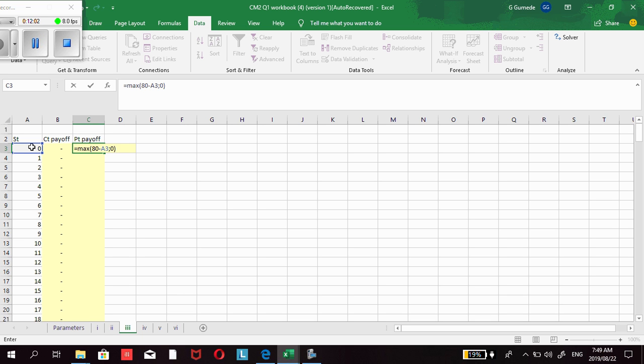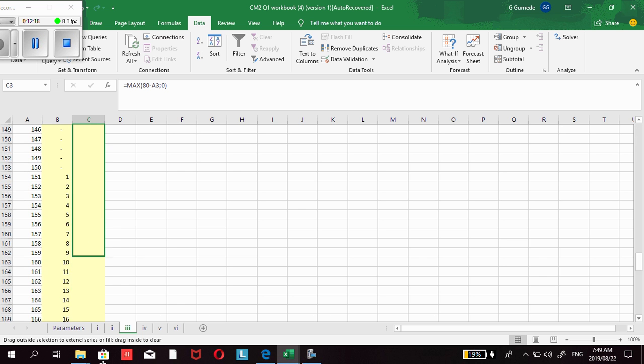If the maximum is 80 minus the share price, it will pick that value and put it. If the maximum is 0, it will pick that value and show it to you here. Okay, so I'm going to press enter, and I'm going to drag this all the way down. And there I am.